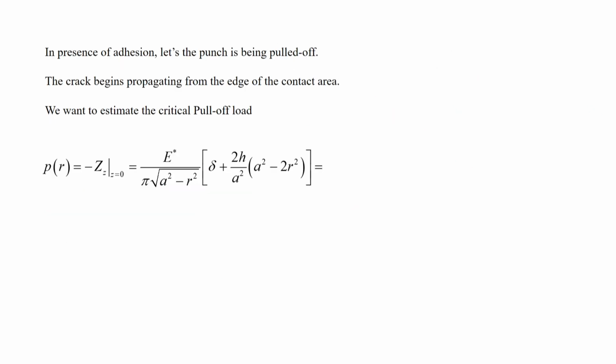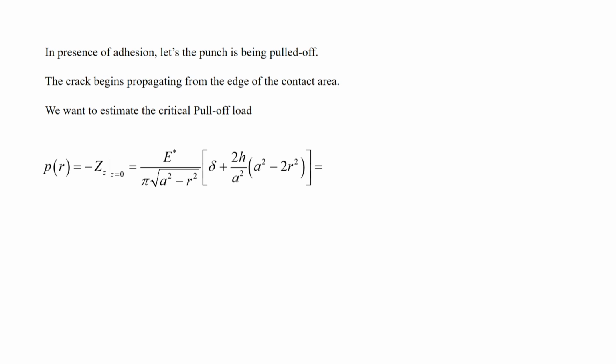So, which is good. Now, let us say that we consider the case in which there is adhesion between the punch and this elastic half space. So, in essence what we are doing is trying to pull this, where the punch is being pulled off, that is what is happening. So, the crack is propagating from the edge of the contact area. We want to estimate the critical pull off load. So, that is what we can do here.